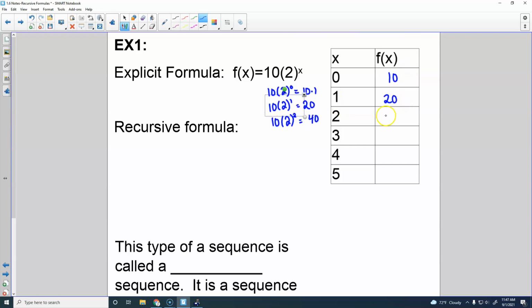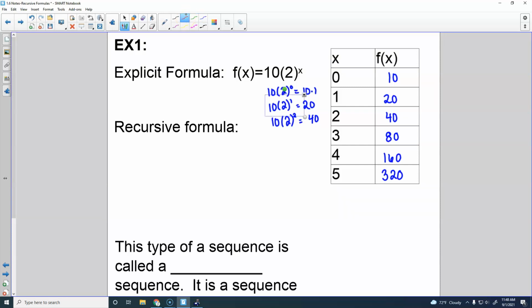You guys starting to see a pattern of what's happening here? What's the next one going to be? 80, 160, 320. So when we write a recursive formula, we are not thinking, if I plug in 4, what does it give me? 160 is the answer, right? We're not thinking about what we get if we plug in the number. Explicit formulas are more useful a lot of times because we can just plug the number in. There are going to be some things when we get to the more advanced ones where we have to use recursive formulas because explicit don't work.